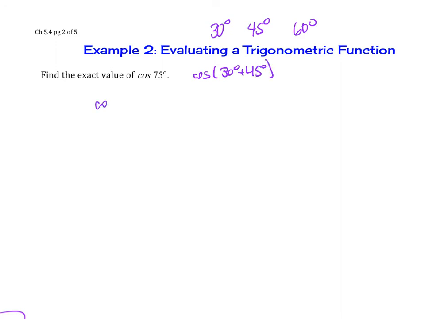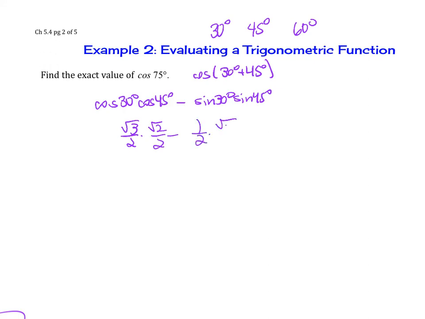Then we use the sum formula. Cosine of 30 degrees times cosine of 45 degrees. Then since it's plus, it's a negative sine of 30 degrees times sine of 45 degrees. So cosine of 30, that is root 3 over 2, cosine of 45, root 2 over 2, minus sine of 30, 1/2. Sine of 45 is root 2 over 2. You simplify that as root 6 minus root 2 all over 4.